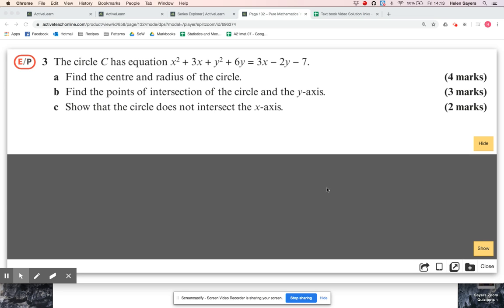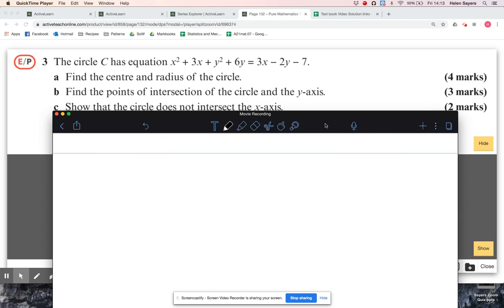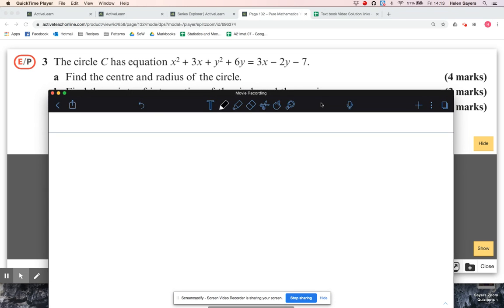Okay, we're looking at mixed exercise 6 from the first year textbook. This is on circles. I've got an equation of a circle that's fully expanded, and I'm asked to find the centre and the radius. A little bit of algebra here.